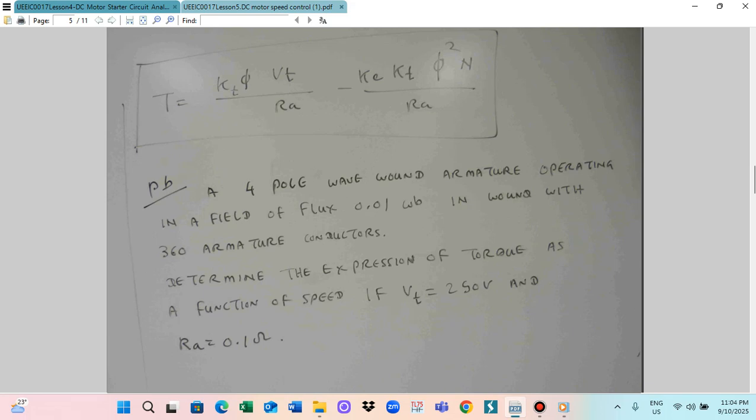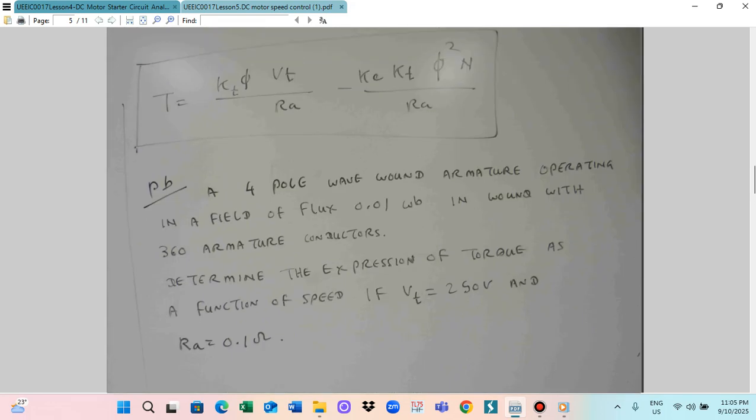The motor speed depends on the motor supply voltage. This variable supply voltage is produced by the DC generator, and the generator's variable voltage depends on the potentiometer setting. By this you can adjust the motor speed. The basic formula is T equals KT phi Vt divided by Ra minus KE KT phi squared divided by Ra. This equation is utilized to control the motor speed in the Ward Leonard system.